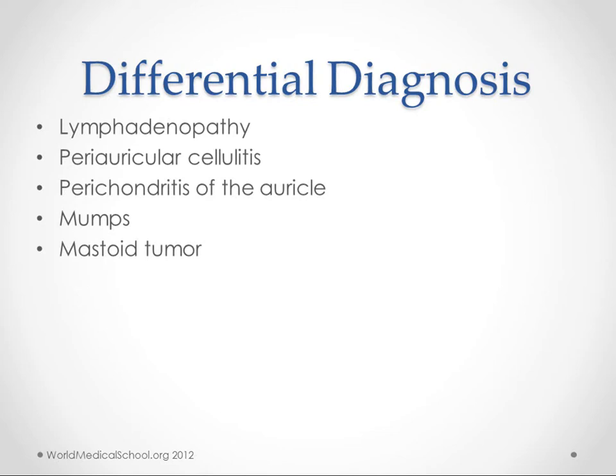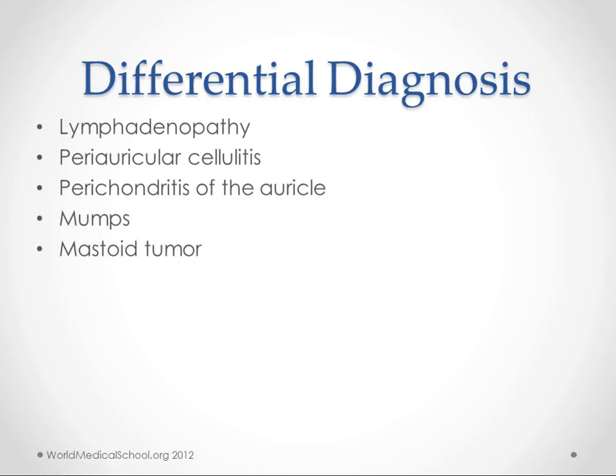So in our differential diagnosis, of course, this could be like a lymphadenopathy. So if you see acute otitis media with bulging back there, the bulging could be posterior auricular lymphadenopathy. So look for some of these other signs.